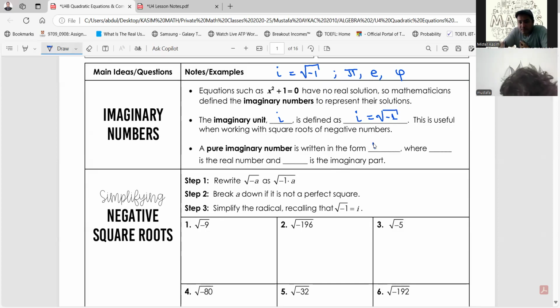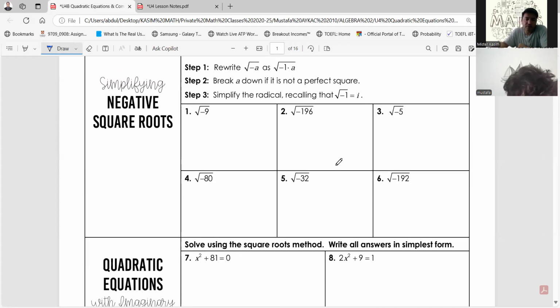What is that? It is b times I, where b is the real number and I is the imaginary part. Usually in math, complex numbers are written by z. What is z? Z is equal to a plus b times I. That is the standard form of complex numbers. A is the real part, and this bi is the imaginary part. Okay? All right.